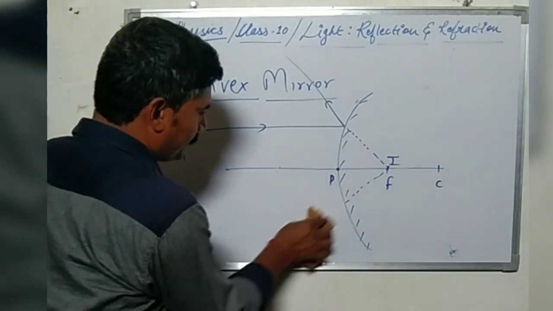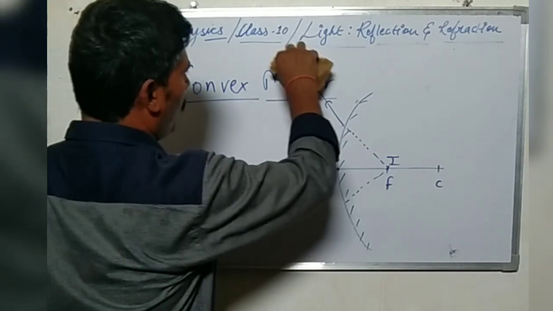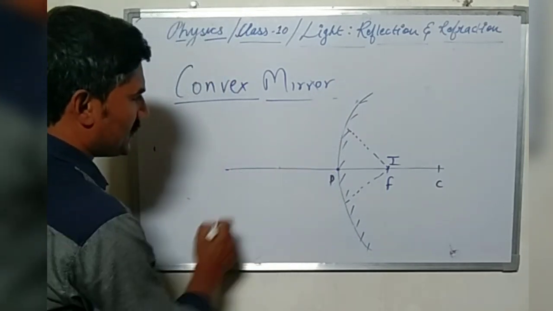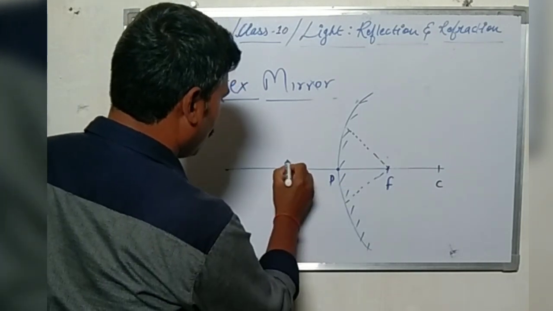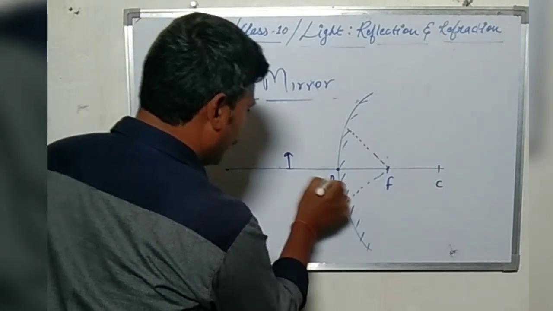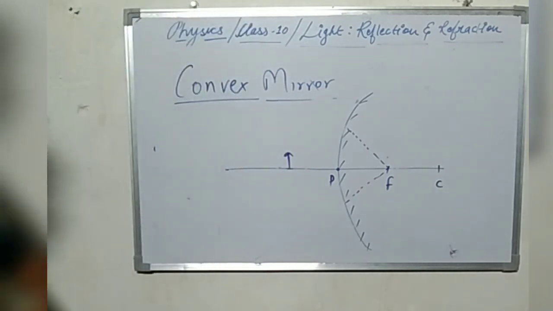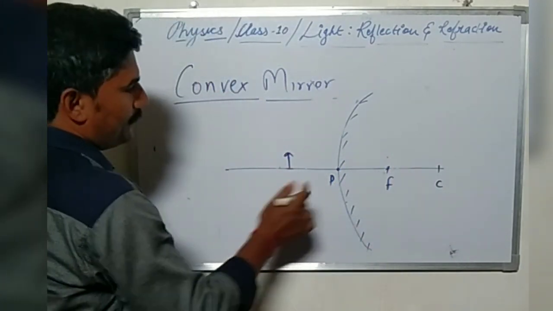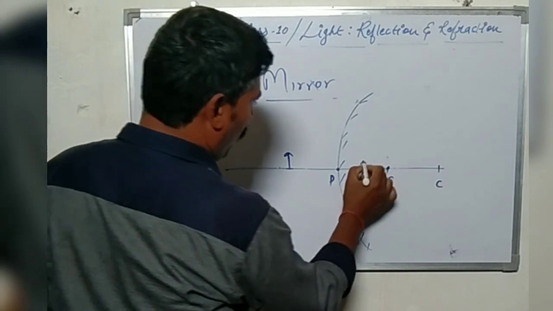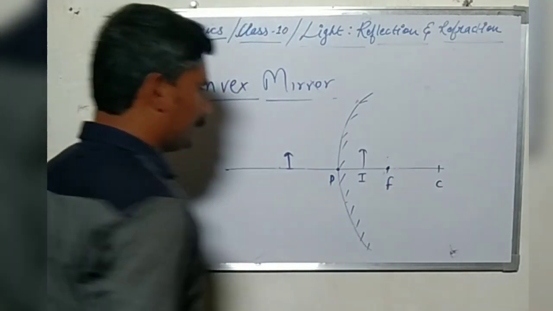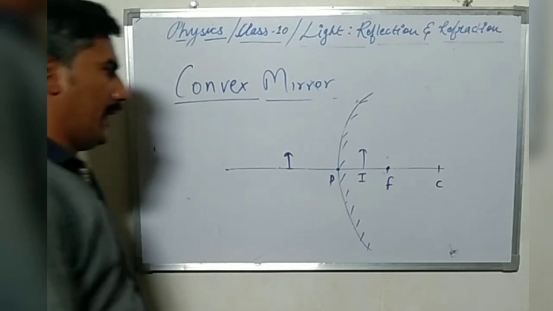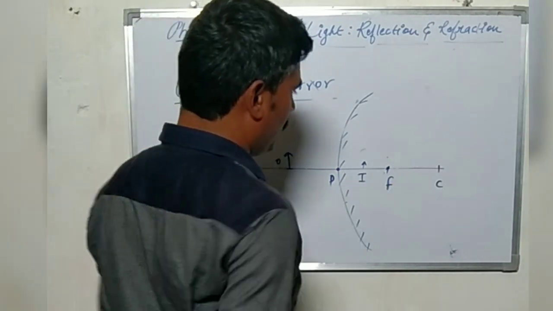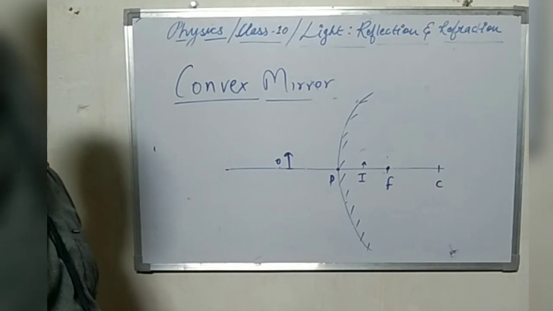Now, when the object is placed near the pole, the image will be formed here only, and as in the case before, the size of the image will be diminished.